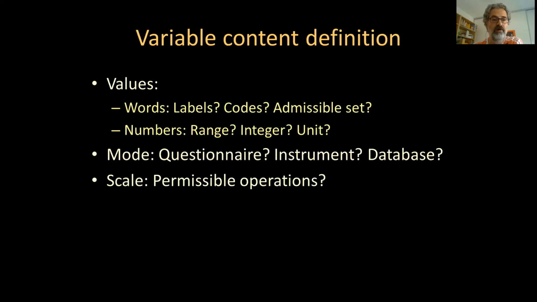Then there is the issue of how we get those values, whether they are words or numbers. Do we use a questionnaire? Do we ask people, how tall are you? Or do you use an instrument? Like, do we have a measuring tape or some other device to measure people's heights ourselves? Do we look up their heights in some sort of database? So the mode of obtaining the value can be very important. And finally, there is the issue of measuring scale, which defines what we can do with these values, and we're going to talk about that in the next video.